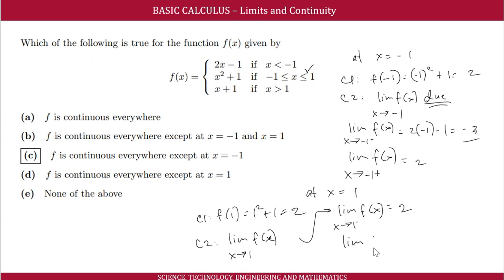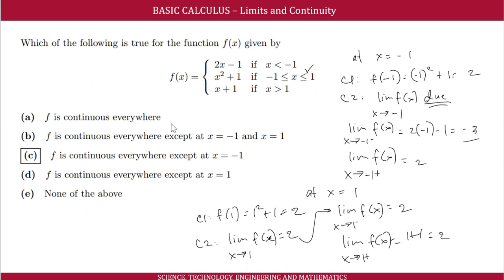Then from the right, that will be greater than 1, which is the third one, x plus 1. So 1 plus 1, that is equal to 2. So the limit is equal to 2 because the left and right are equal. So the value of the first and second conditions are equal. So we can say that the function is continuous at x equals 1.